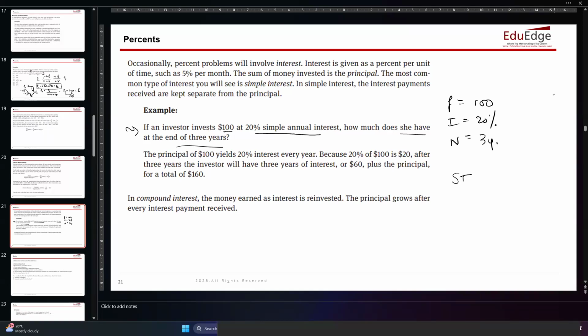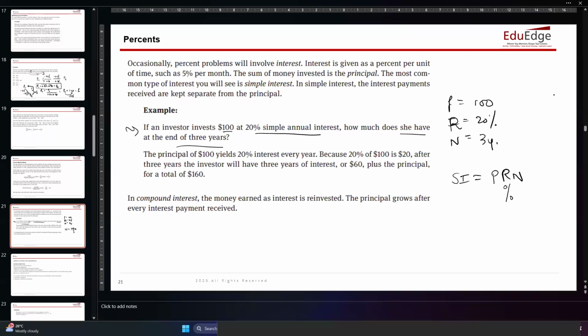So the simple interest formula is P, and I can write this as rate R. So the formula is PRN: principal, the rate, and the number of years. The rate is always in percentage terms.